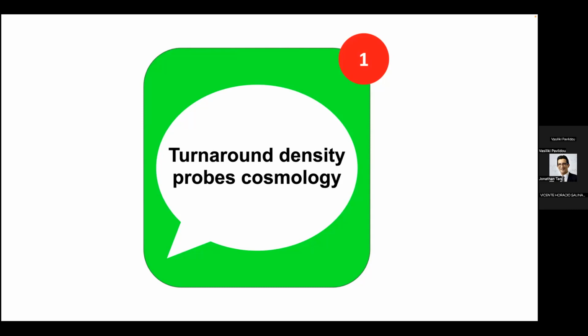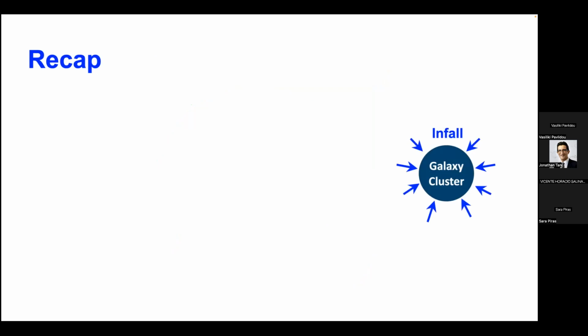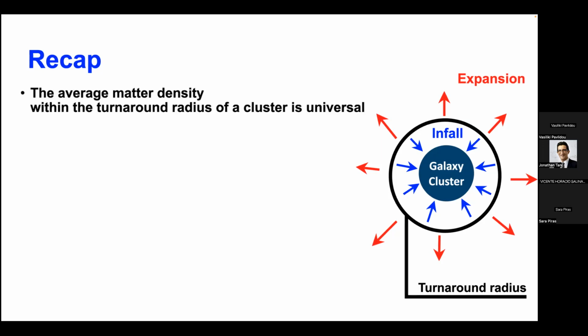Okay, so now that I have your attention and still early in the talk, let me start with a recap of my talk. Okay, the cartoon again. So you have the galaxy cluster, you have the infall around it, you have the expansion of the universe very far away from it, and that is the turnaround radius. Okay, and if you take all of the matter inside that turnaround radius, and you divide by the volume of that sphere that is defined by the turnaround radius, you get the turnaround density.